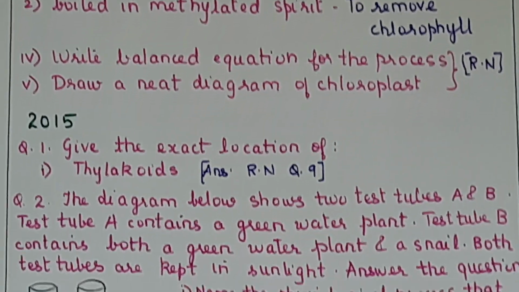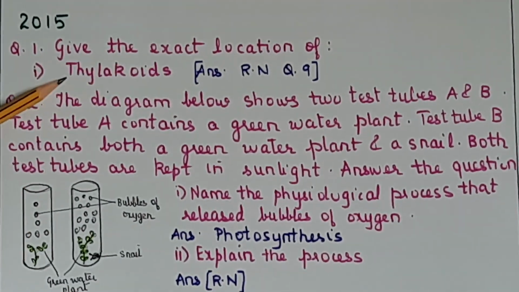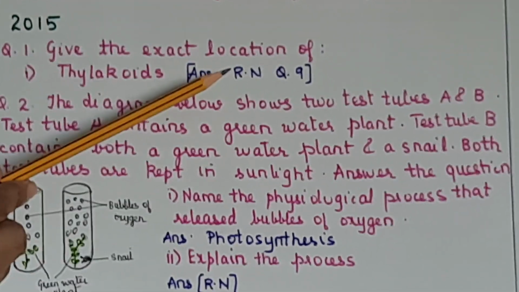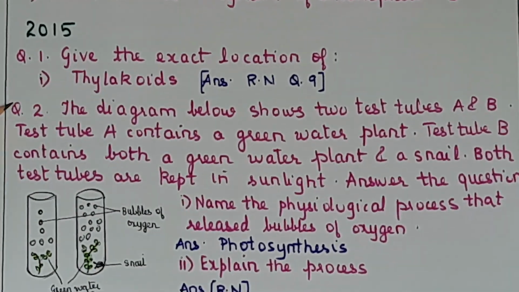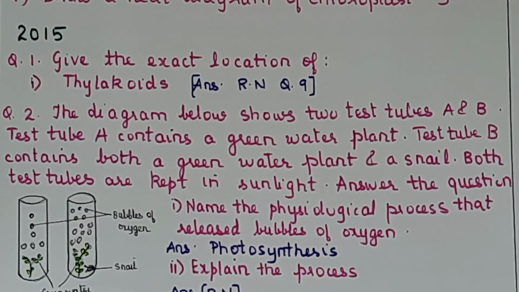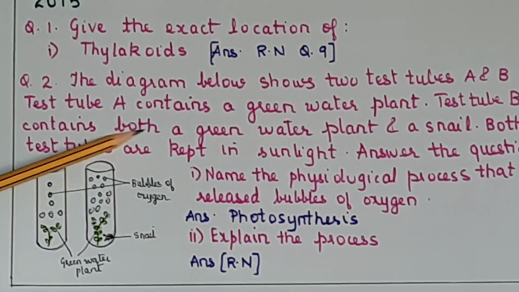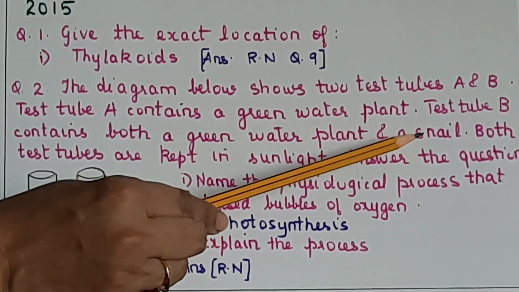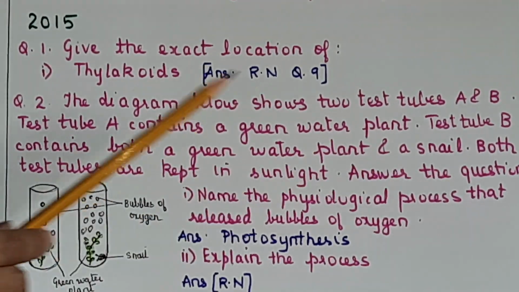Okay, next year now, 2015. Give the exact location of thylakoids. This also we have written in the notes, so you can write it from the notes, question 9. Now question 2. The diagram below shows two test tubes A and B. Test tube A contains a green water plant and test tube B contains both a green water plant and a snail. Both test tubes are kept in sunlight. Answer the questions related to that.